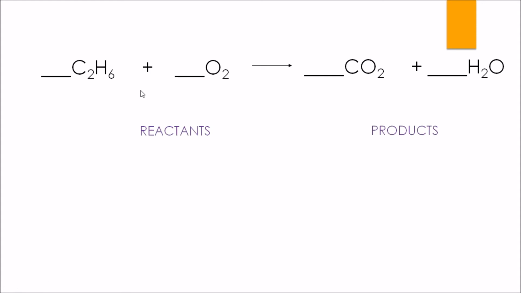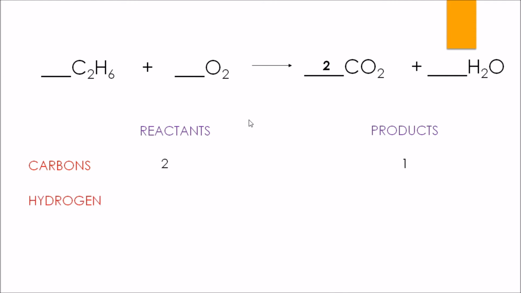So let's look at the reactant side and product side. We are going to compare carbons first because we have to balance carbons. We have two carbons on the reactant side and one carbon on the product side. In order to balance this carbon, we are going to put 2 over here. So carbons are now balanced.